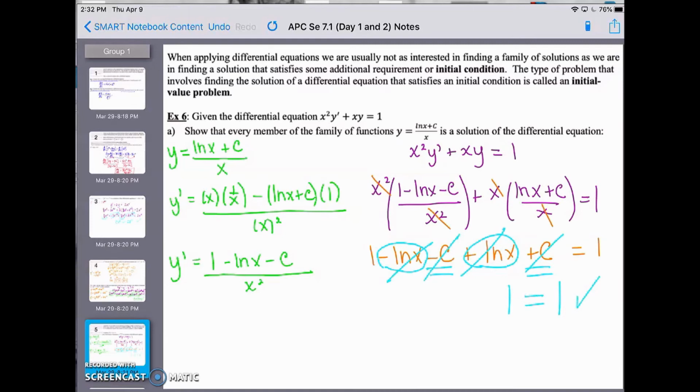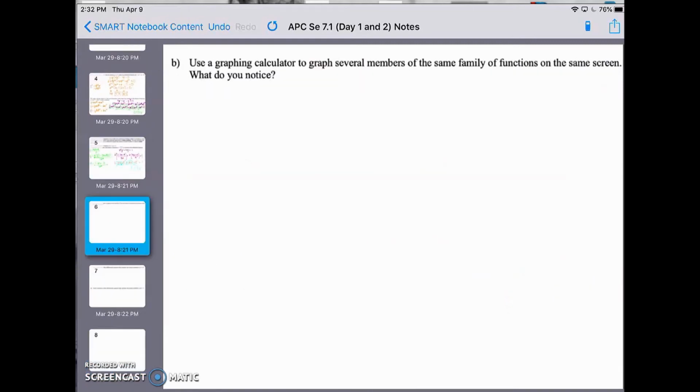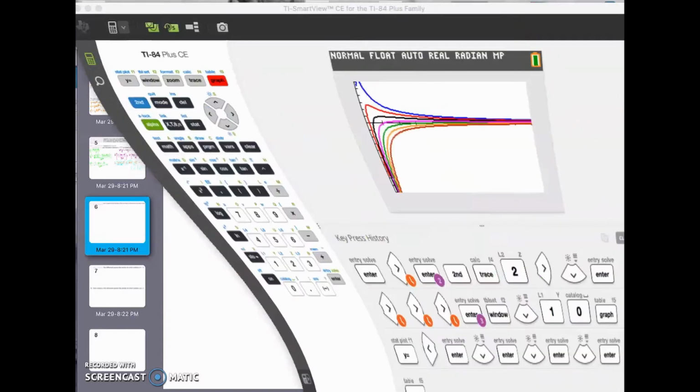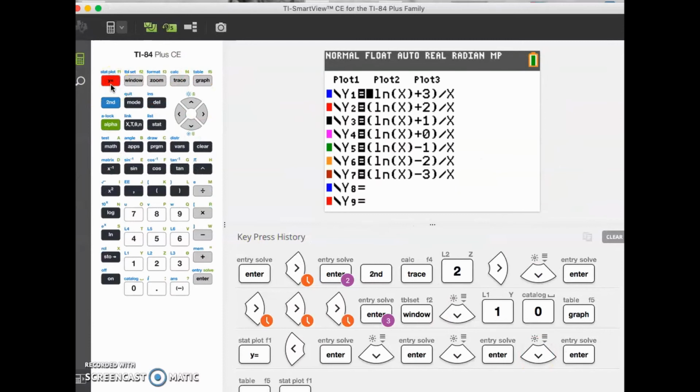True statement. The next part of this problem asks us to use a graphing calculator to graph several members of the family of functions on the same screen and then have a little discussion about what we notice. Just for the sake of time, I took the liberty of doing this ahead of time on my graphing calculator. So here's my y= screen, and this is a whole family of these curves, ln x plus some c value all divided by x. I did c values of +3, +2, +1, 0, -1, -2, and -3.